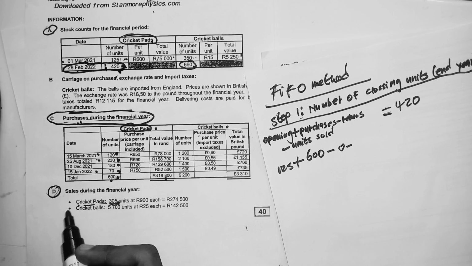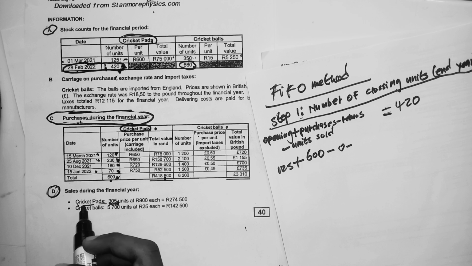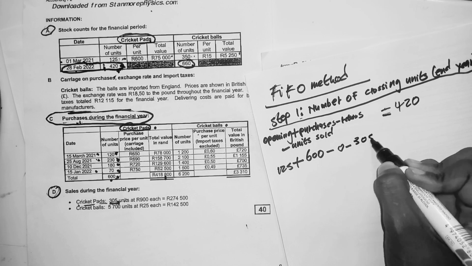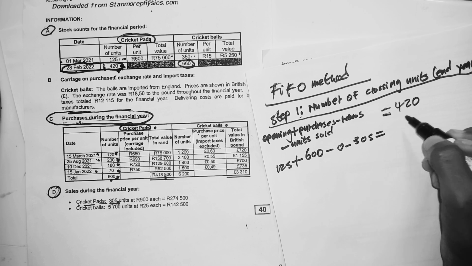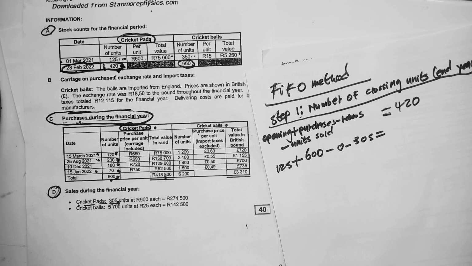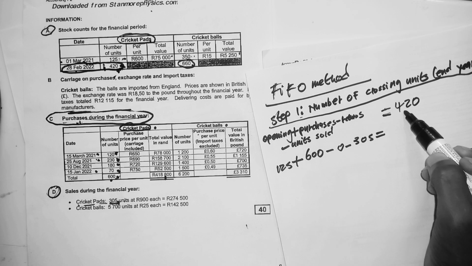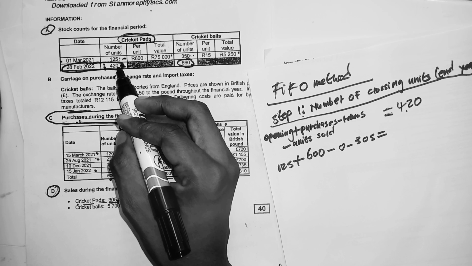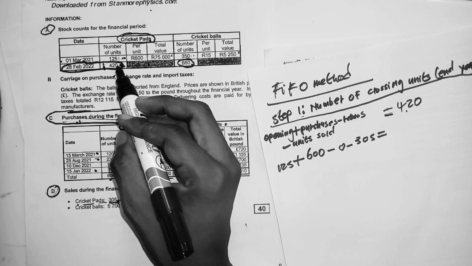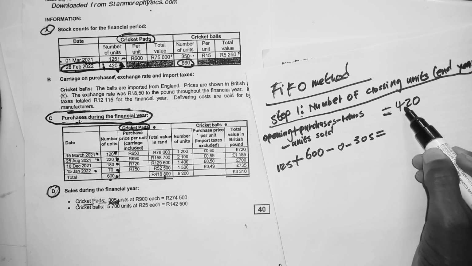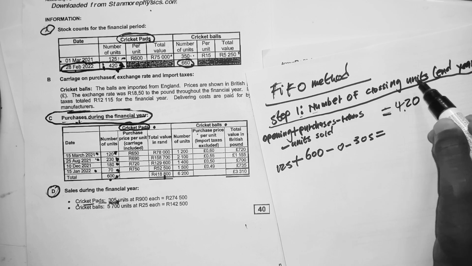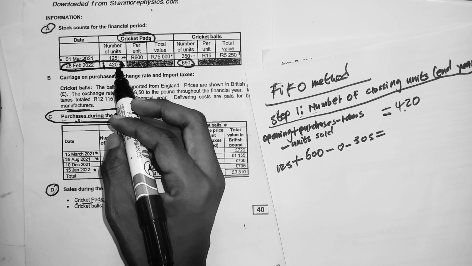Then the formula says minus units sold. We go to number D, sales information. How many units did we sell? 305 units were sold. So minus 305. It's supposed to give us the same 420. But if you don't believe me, let's punch the calculator. This is the formula to get the 420 that they gave you here. In case you come across an exam question that does not give you this, this is how you get the 420 for step number 1, which is getting the number of closing units, which is 28 February closing units of 420.